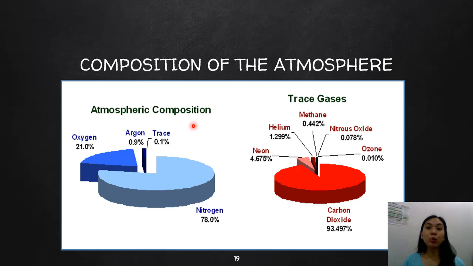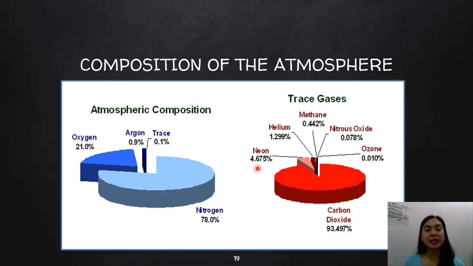But let's take a deeper look. What are these particular trace gases? Anong meron dyan sa trace gases na yan? That is the one that we have here on the right side, trace gases. So as you can see, your trace gases is composed of 93.497% carbon dioxide. So mainly, yung trace gases nyo is carbon dioxide.